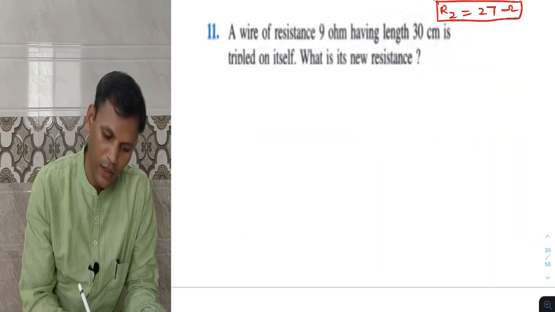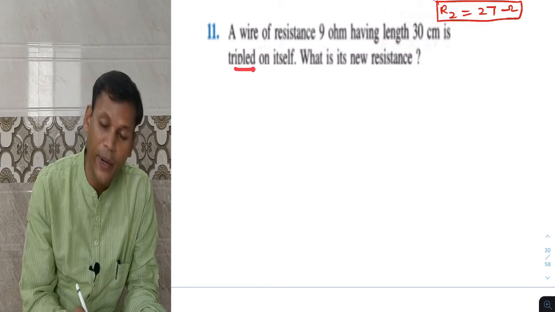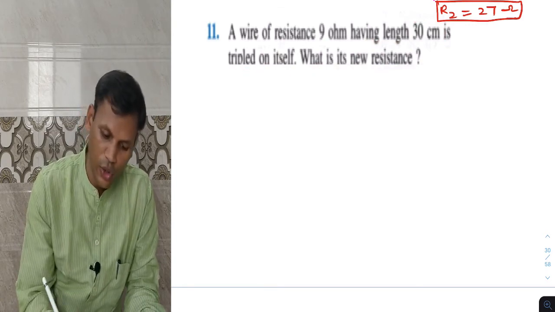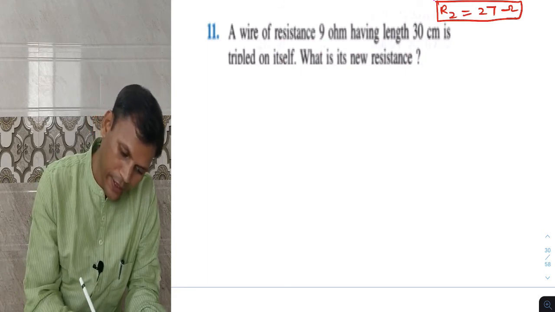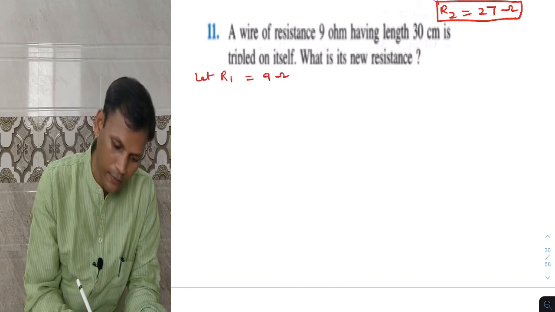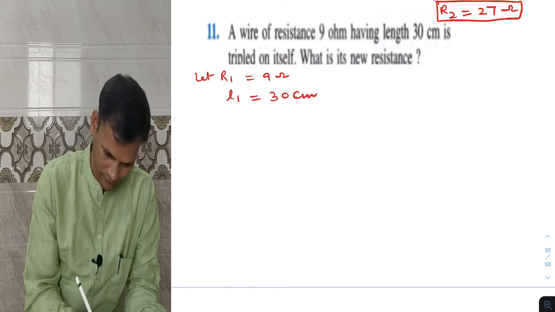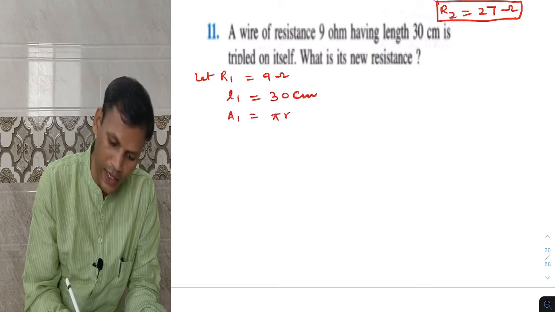11th sum. A wire of resistance 9 ohm having length 30 centimeter is tripled on itself. What is the new resistance? So we can write all the information. Here we have R1, let R1 be equal to 9 ohm, L1 is 30 centimeter, and A1 is equal to pi R1 square.